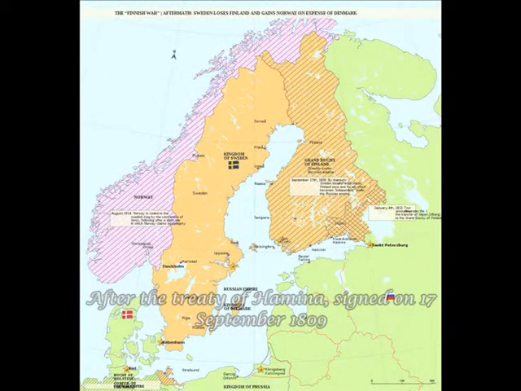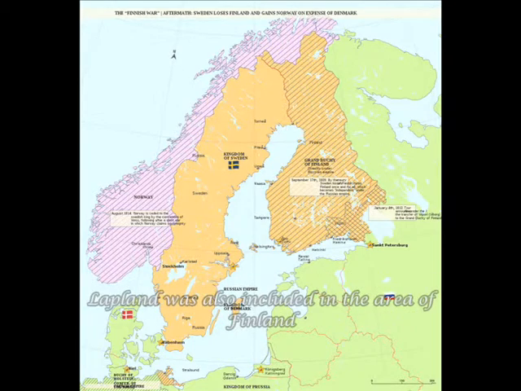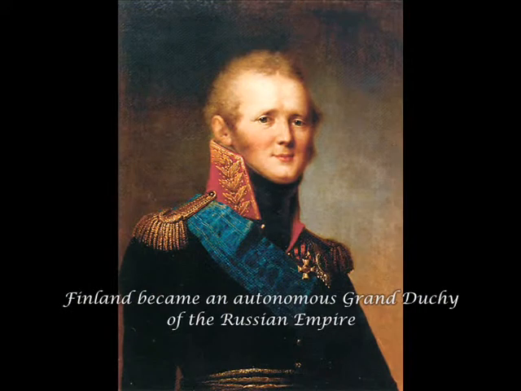After the Treaty of Hamina, signed on the 17th of September 1809, Finland became a part of Russia with its borders running along Tornio River and the Gulf of Bothnia. Lapland was also included in the area of Finland. And, most importantly, Finland became an autonomous Grand Duchy in the Russian Empire.